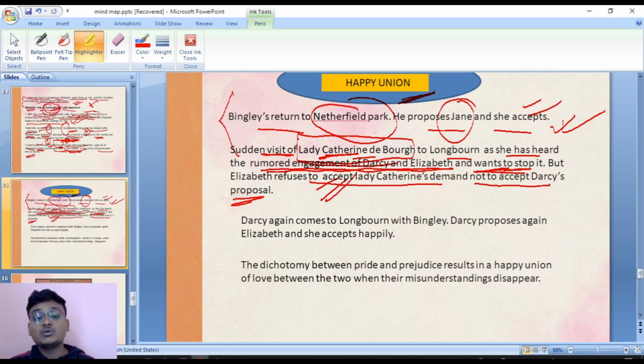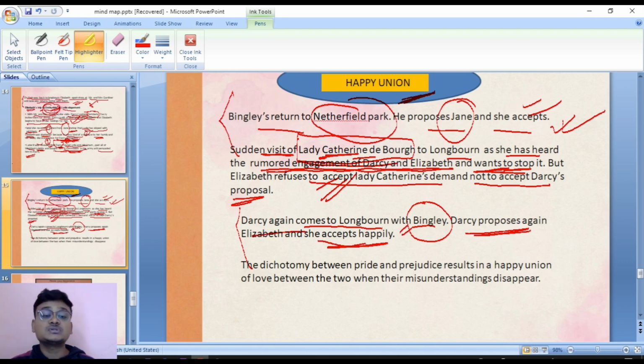Now Darcy again comes to Longbourn with Bingley. One day Darcy came to Longbourn, bringing Bingley along, and again proposed to Elizabeth, and she happily accepts the proposal of Darcy. This is how the happy union also takes place between Darcy and Elizabeth.